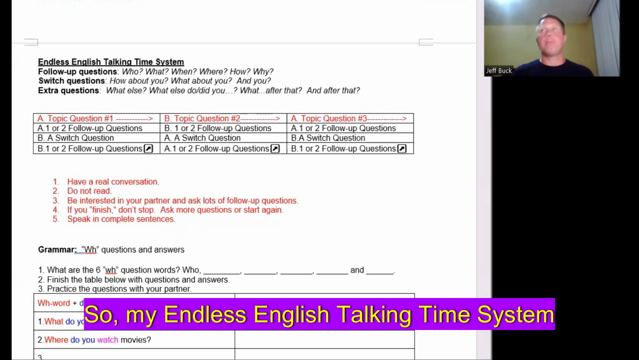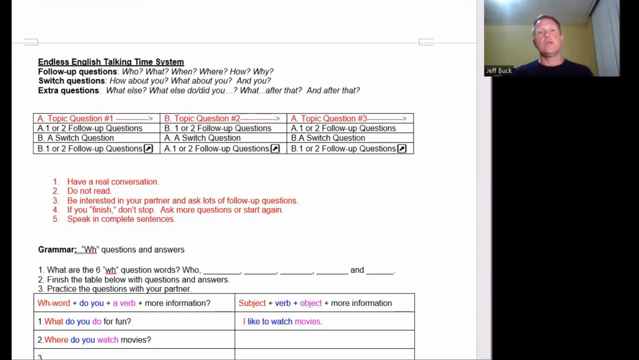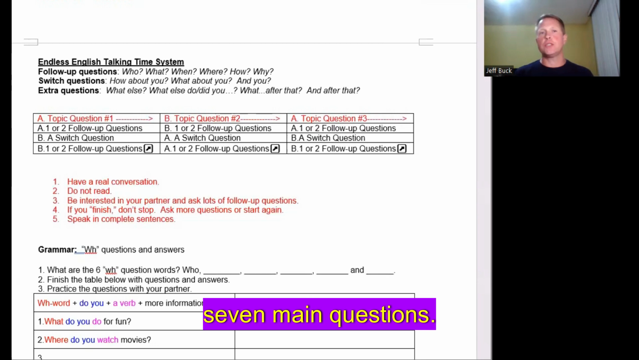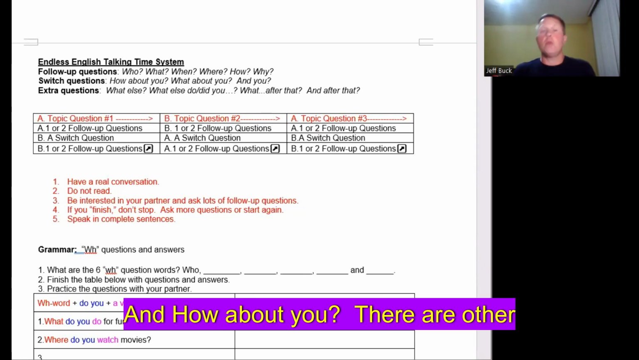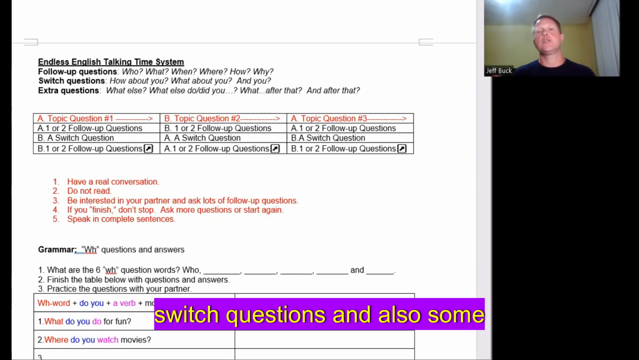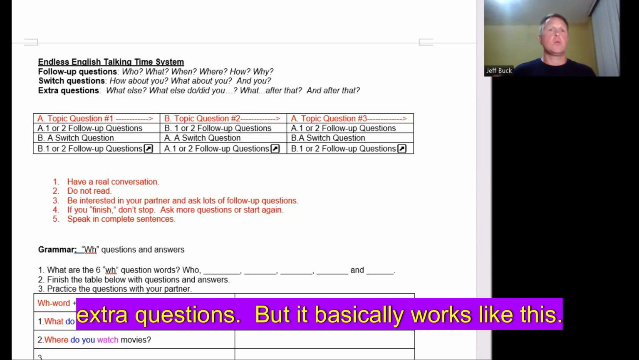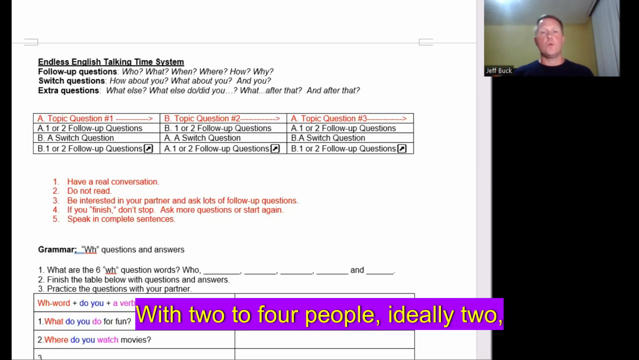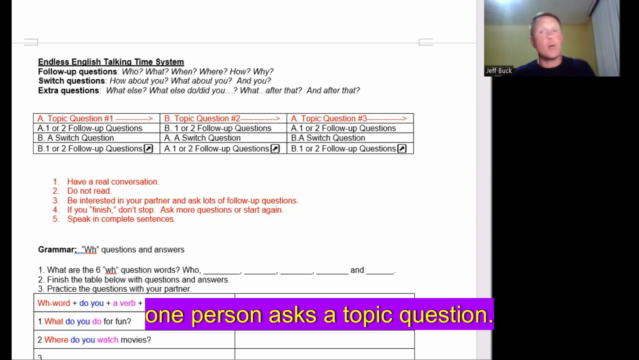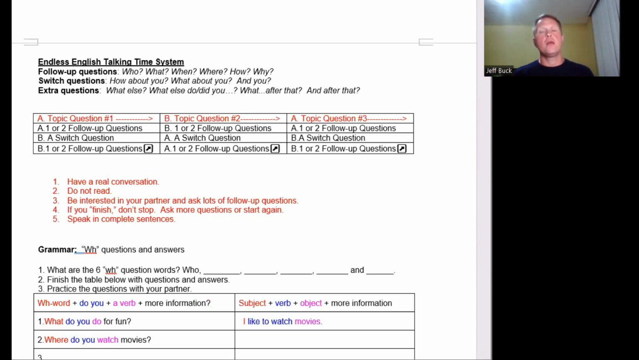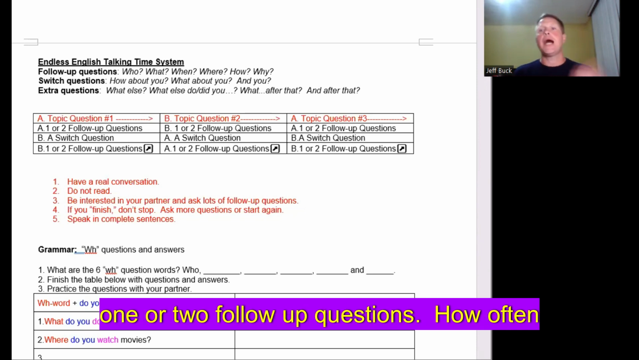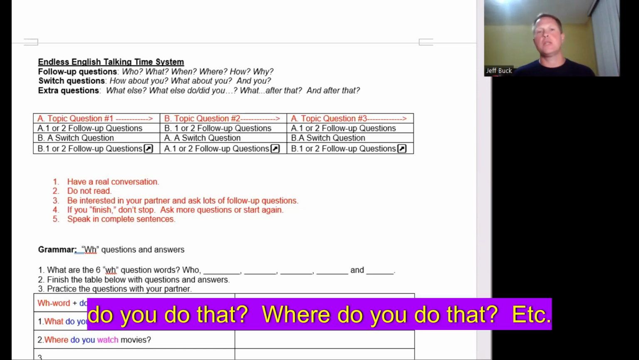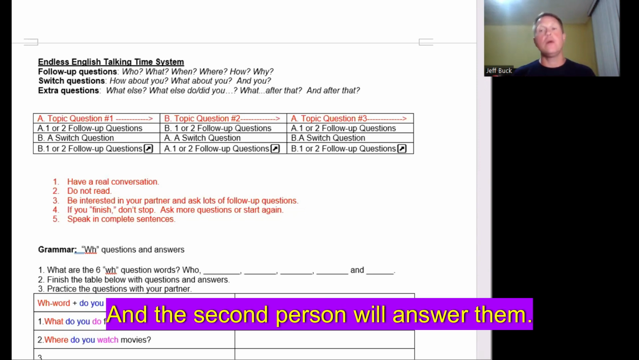So my endless English talking time system consists of 7 main questions, follow-up questions, who, what, when, where, how, why, and how about you? There are other follow-up questions and also some extra questions, but it basically works like this with 2 to 4 people, ideally two. One person asks a topic question, what do you do for fun? And the other person will answer that question. And then the first person will ask 1 or 2 follow-up questions. How often do you do that? Where do you do that, etc. And the second person will answer them.